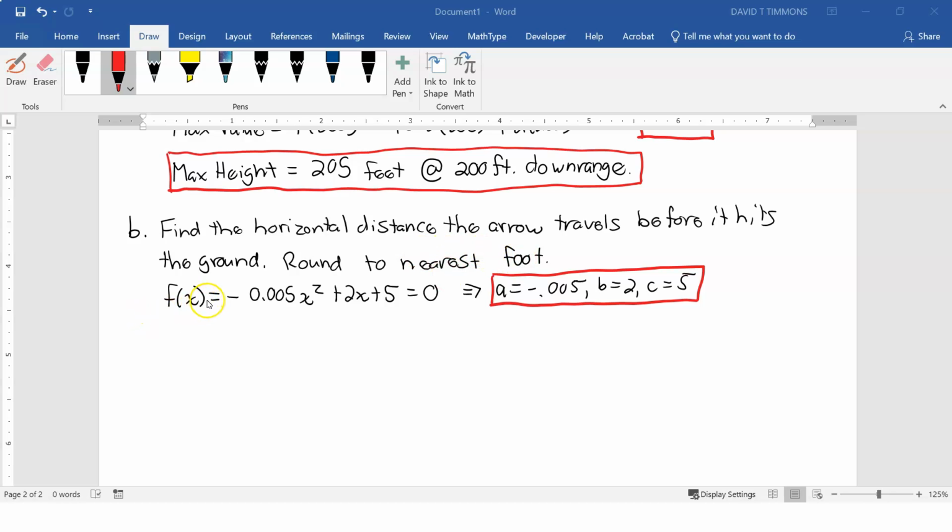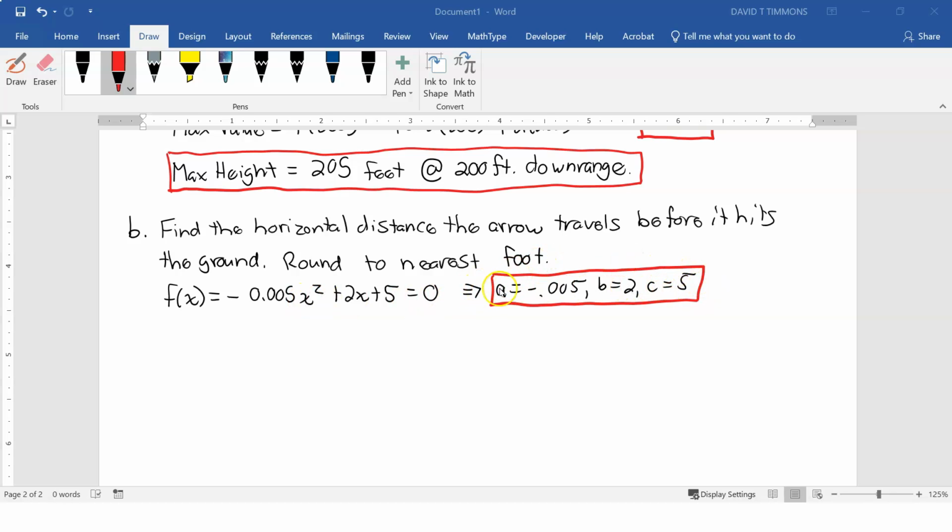So what we really need to do is set this function equal to 0. Remember, f of x models the height of the arrow. When it hits the ground, the height will be 0. Now, because of this model here, in the decimals you see, we can't factor this to solve this quadratic equation. We'll have to use the quadratic formula.